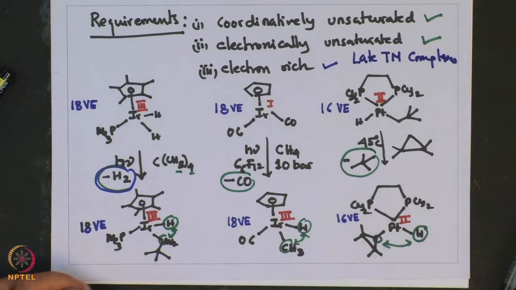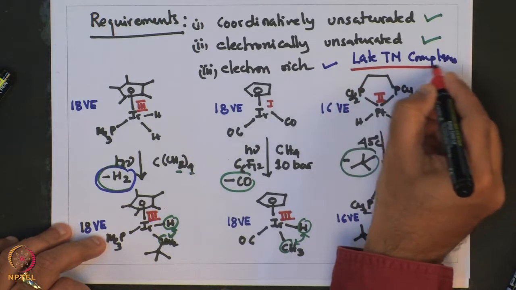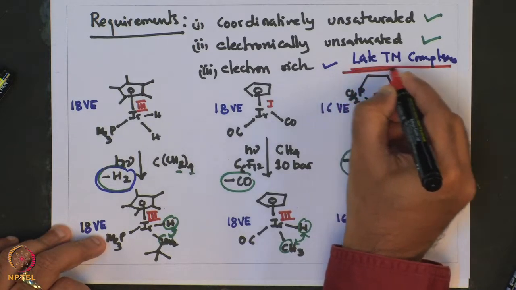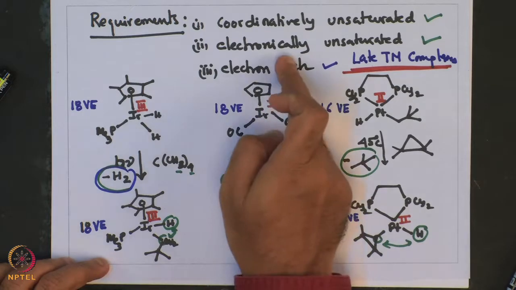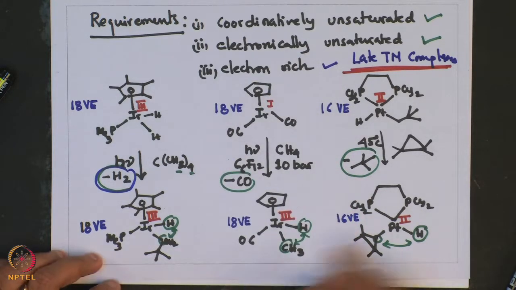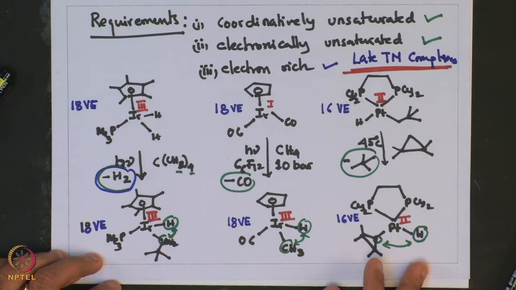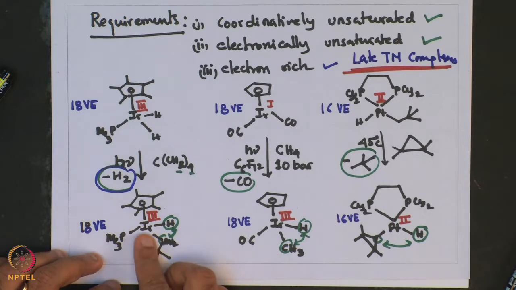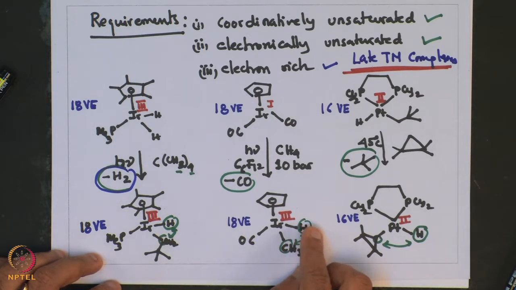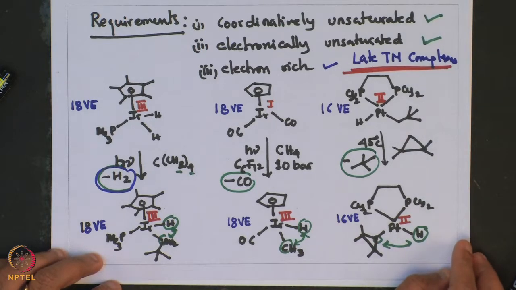So, this is an interesting observation: apart from electronic and coordinative unsaturation, electron richness is required for making these alkane complexes of transition metals. As can be seen, most of the alkane complexes of transition metals are observed for late transition metal complexes, which are inherently electron rich.